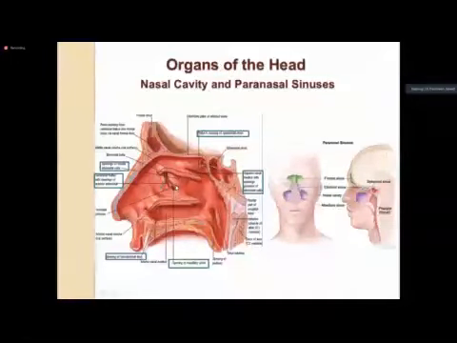Then we have this middle meatus, and middle meatus में अगर आप देखें तो this is the opening of the middle ethmoidal cells, and this is a hiatus for the anterior ethmoidal cells, and frontal sinus opens into this middle meatus, and we have this opening of the maxillary sinus. So maxillary sinus, frontal sinus, ethmoidal sinus, ये सारे के सारे open होते हैं middle meatus में. Then we have the inferior meatus. Inferior meatus में opening of the nasolacrimal duct होती है, that is important.